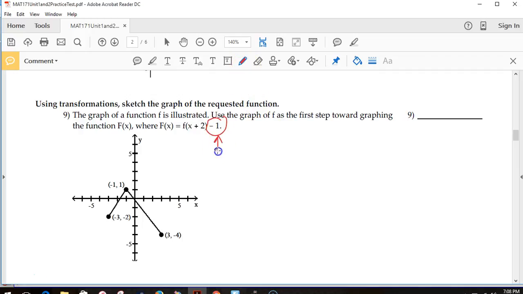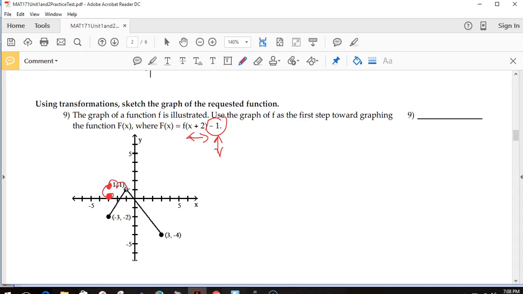brings my function up or down the way that you would think. The piece inside goes left or right the opposite way that you would think. So if it says plus 2, it's actually going to go to the right 2. So if I'm at a -1 here, I'm actually going to go this way over to the -3. And then this -1 says from here, now go down 1 to here.